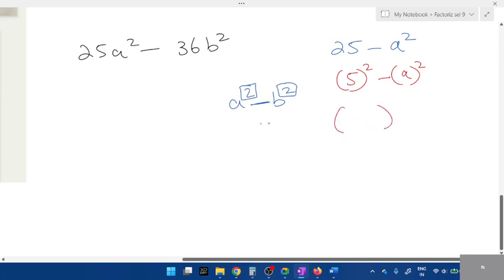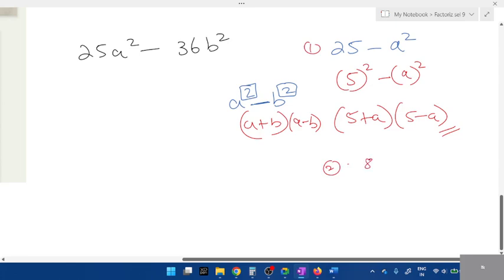What's the formula? A plus b into a minus b. Just write 5 plus a into 5 minus a. Copy this. Try the next question. I'll give you one more question. Try this. Let's try this.